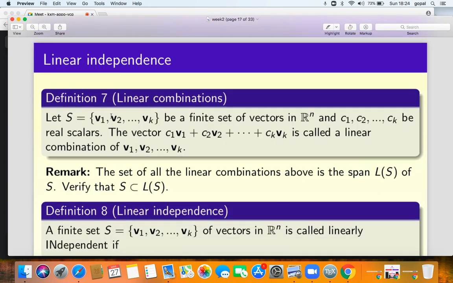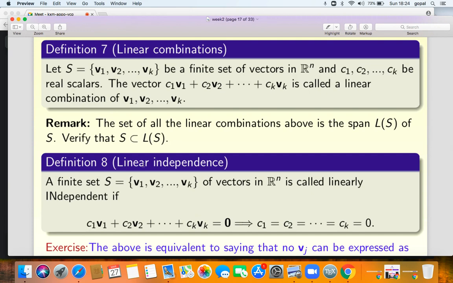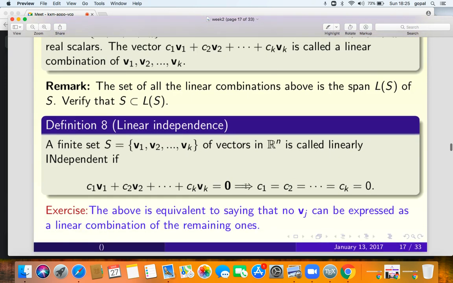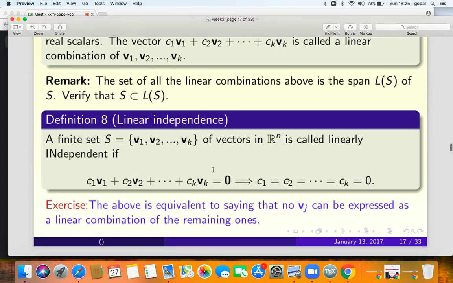Then we have the definition of linear dependence. A set of vectors is said to be linearly dependent if there are scalars C1, C2, ..., Ck, at least one of them non-zero, such that C1V1 plus C2V2 plus ... plus CkVk is 0. The opposite of linear dependence is linear independence. So how do you negate it? A set V1, V2, ..., Vk is said to be linearly independent if whenever C1V1 plus C2V2 plus ... plus CkVk is 0, C1, C2, ..., Ck must all be 0. This is equivalent to saying that no Vj can be expressed as a linear combination of the others. So you try to do this with three vectors. What does it mean for three vectors? And you will get the general idea.